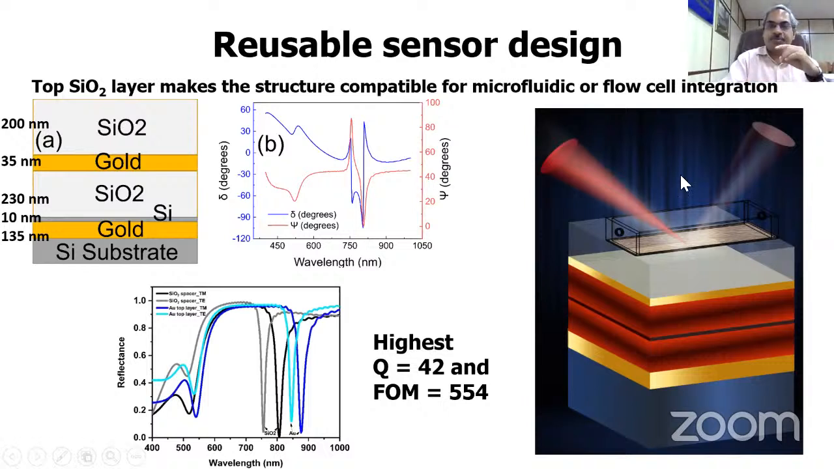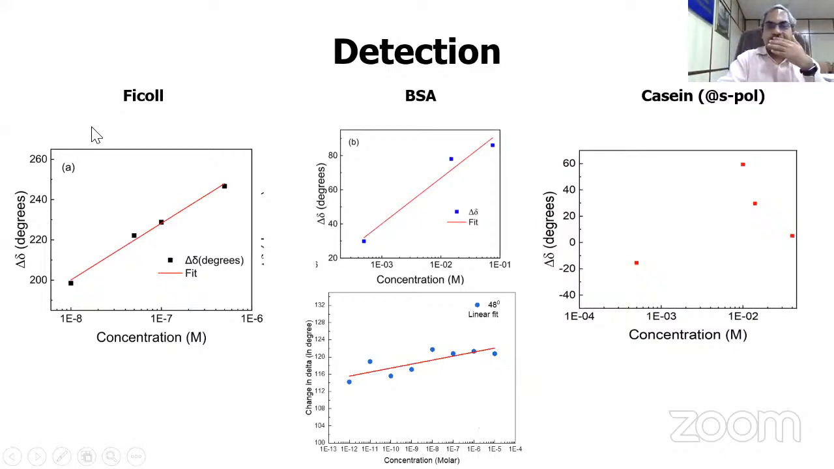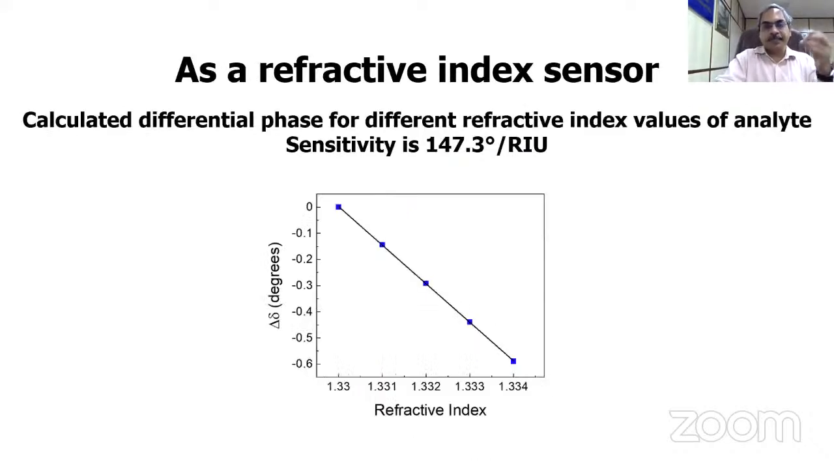So we designed a structure which showed the highest Q factor and figure of merit, so our sensitivity is expected to be very high. We compared simulations and experiments. We have broadband operation, a very weak dependence on the incident angle, and it works for a broad wavelength range. We detected 3 different biomolecules, and the lowest we could detect was a few hundred femtomolar. We're still working on measuring the ultimate limit of this detector or sensor. This can also be used as a pure vanilla refractive index sensor.